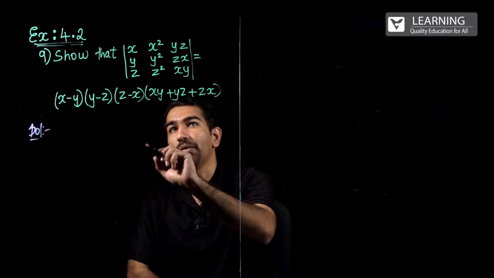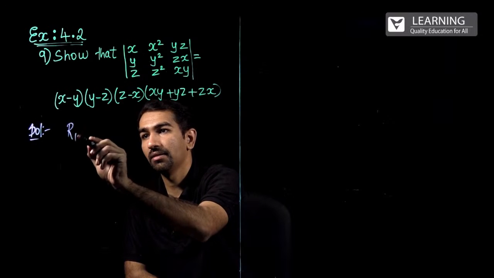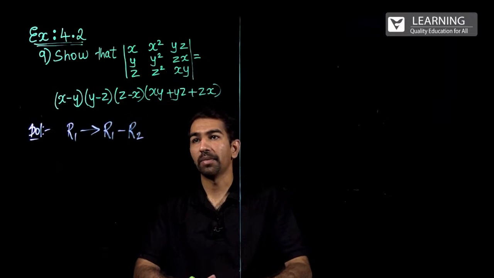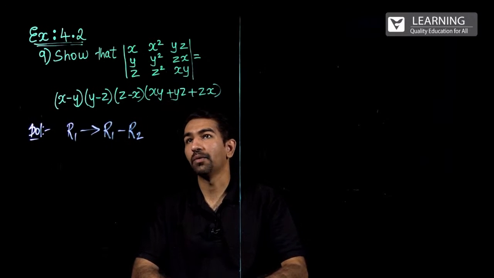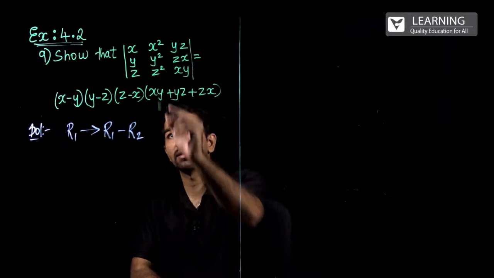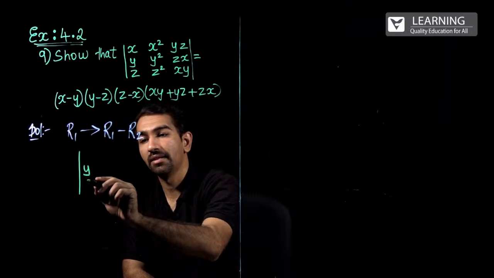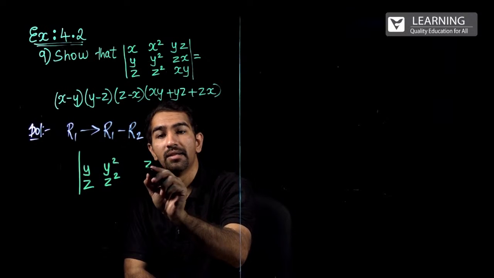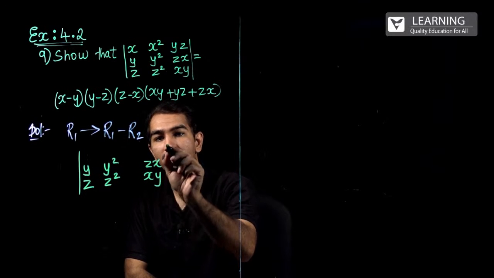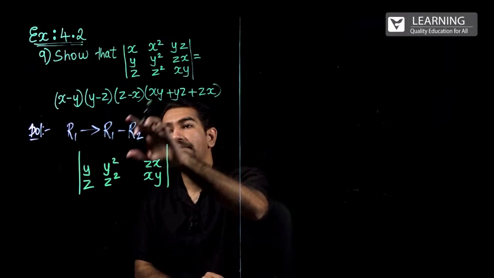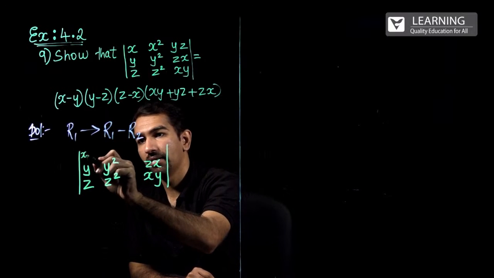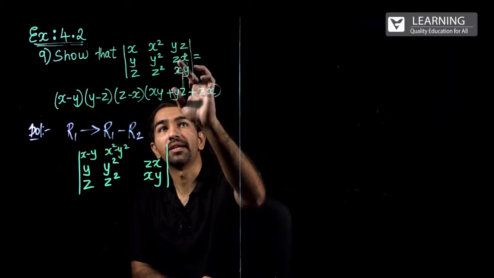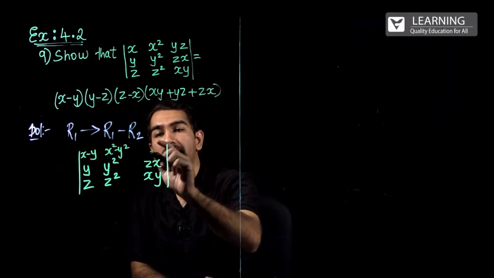So the very first operation we are going to do is R1 equals R1 minus R2. Why R1 minus R2? So now only we are operating R1, right? So R2 and R3 we will write as it is. So here we'll write y, z, y square, z square, and this will be zx and xy. So R2 and R3 as it is. Now you see R1 minus R2, x minus y. Here we'll write x square minus y square, and here we'll write yz minus zx.